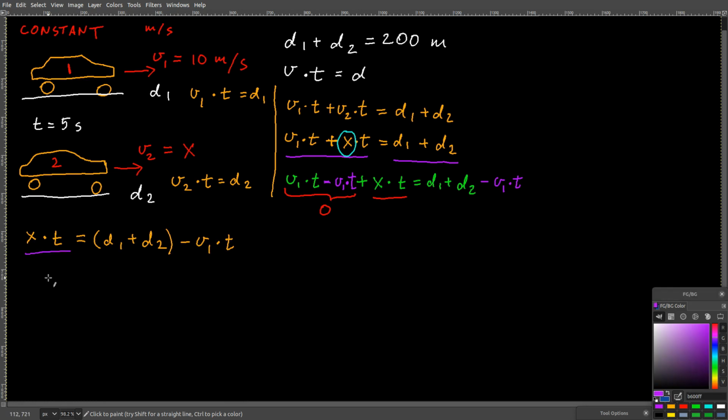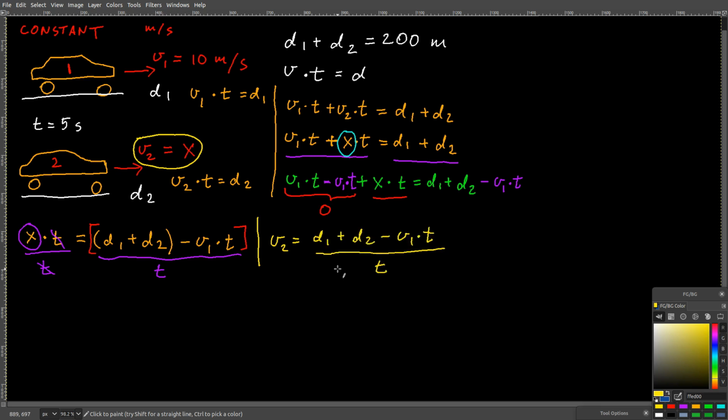Next, if I divide the left side by time t, then the t's cancel out, and I will have x only. However, don't forget that you have to do the same thing on the right side. Whatever you have there, you have to divide it by t. And so you will have x equals all that divided by t. And there you go. You have expressed x in terms of all the other variables that you know. And since our x was v2, we can write v2 equals and all this.